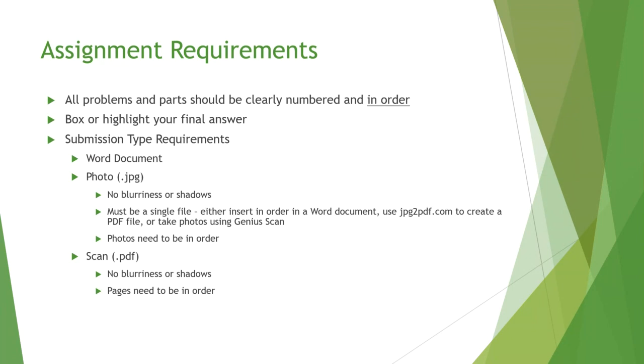So if you're going to use photos, you can take pictures and then email them to yourself and put them in a Word document in order. There's a website called jpeg2pdf.com, and that allows you to just put the pictures in order, and it creates a PDF, a single file. Or there's a phone app called Genius Scan. There's tons of phone apps out there to turn pictures into PDFs. You can do that too, and then email it to yourself and then upload it.